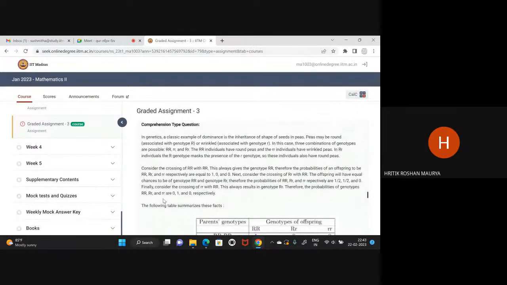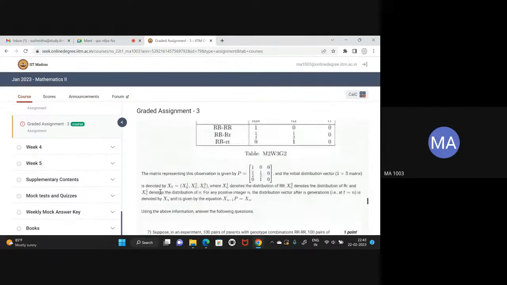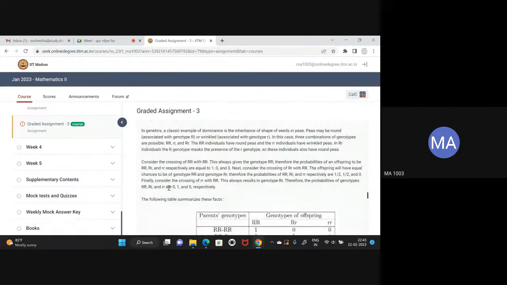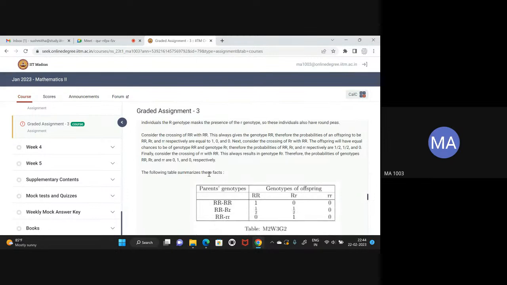Here, how the generations propagate and how to solve the seventh question. In genetics, a classical example of dominance is the pea, which may be round or wrinkled. Three combinations. RR individuals have round peas. In the R genotype, if you have a capital R, it's going to take the capital R property, right?